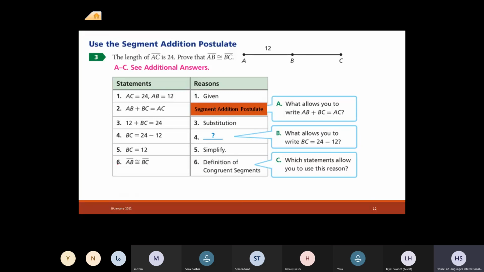Now after that, they said that AB is 12, so 12 plus BC equals 24. So what did you do here? We just substitute. Instead of AB, you wrote 12, and instead of AC, you wrote 24. Then after that, BC equals 24 minus 12. What did you do?